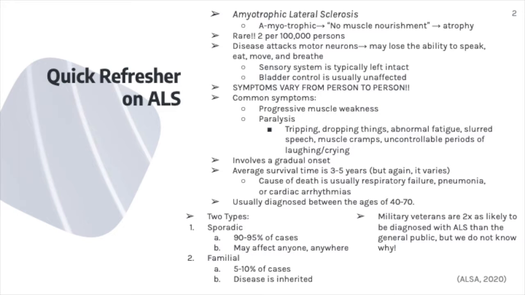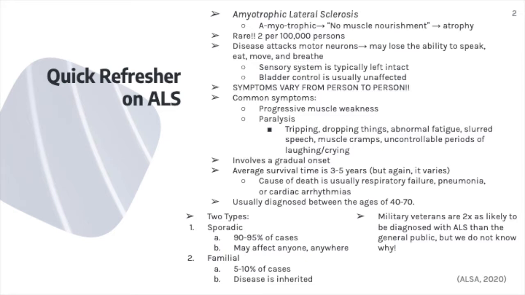The symptoms vary from person to person, as different muscle groups may be targeted, and the progression of the disease may vary in speed. Common symptoms include progressive muscle weakness and paralysis, which can be shown by tripping, dropping things, abnormal fatigue, slurred speech, muscle cramps, or uncontrollable periods of laughing or crying. The condition has a gradual onset, but again varies in its pace.